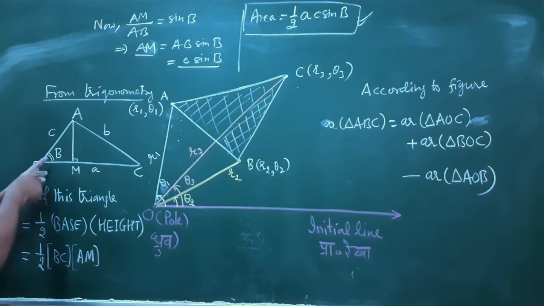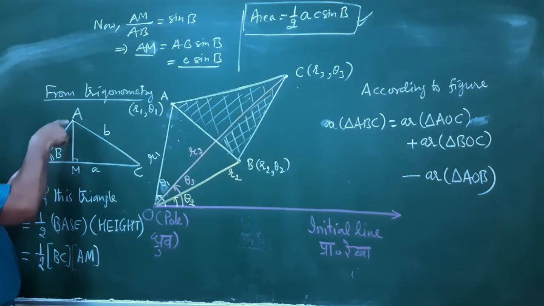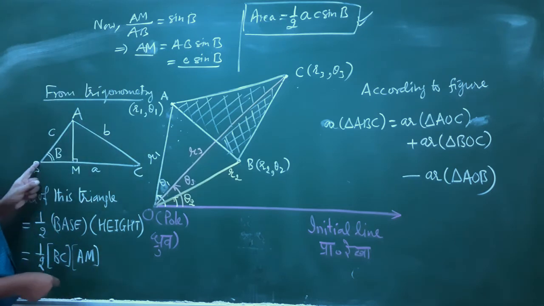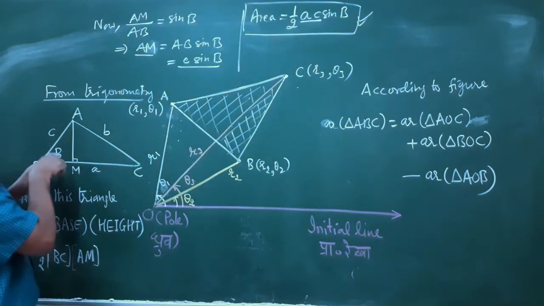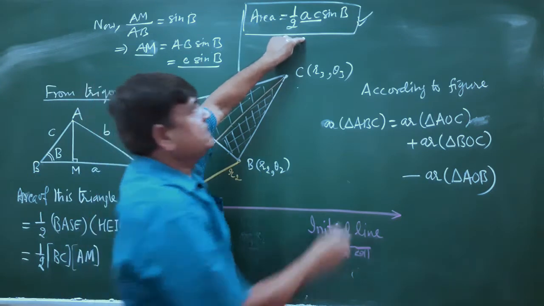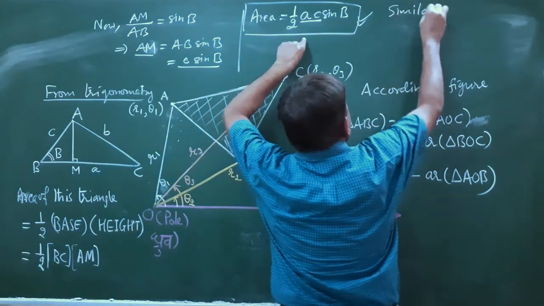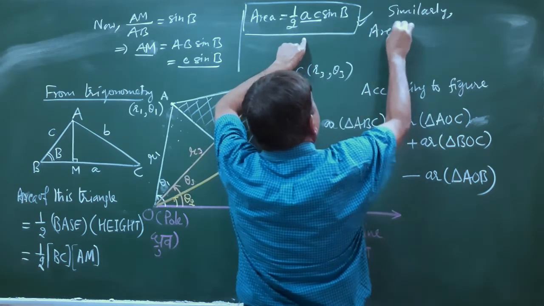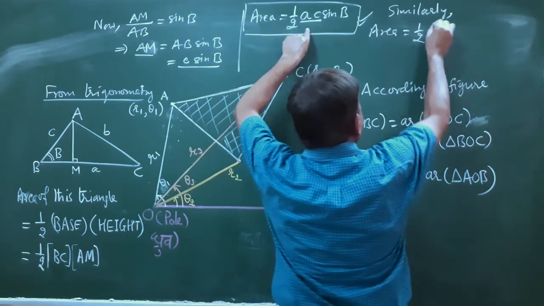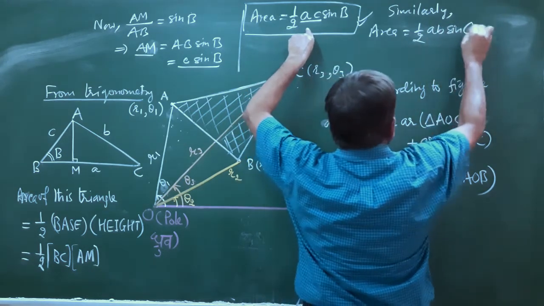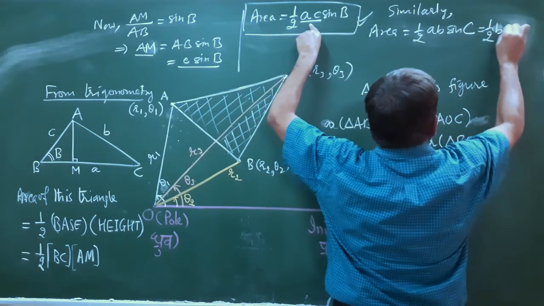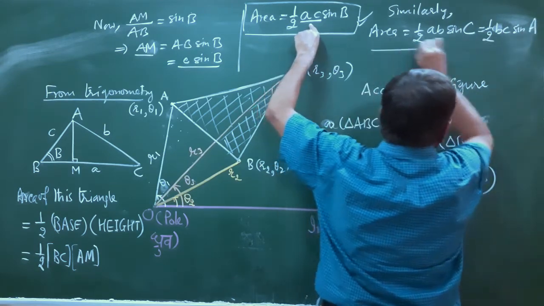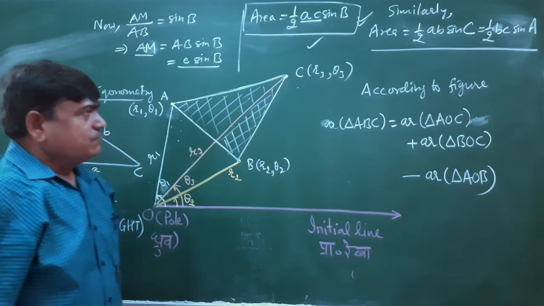If we are given the included angle between two sides, that is a is given, c is given, and the angle B between them is given, then we can write the formula half a c sin B. In dono sides ke beech mein angle B de rakha ho, to is formula ko use kar sakte hain. Similarly, you can write area equals 1 by 2, in cyclic order, a b, missing letter is C, so it is sin C, equals 1 by 2 b c sin A. So remember, we will use this formula here.